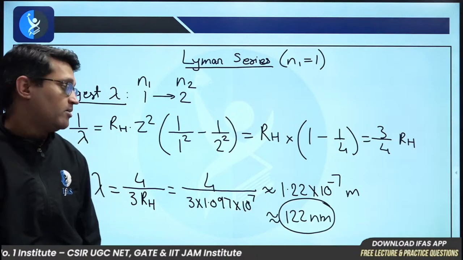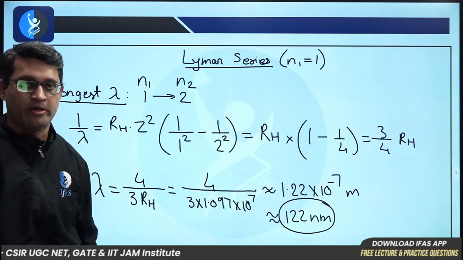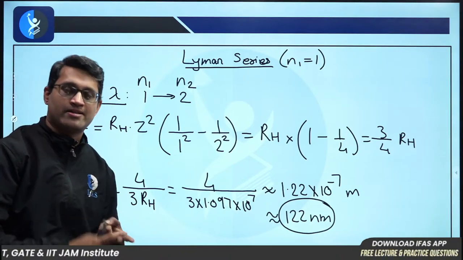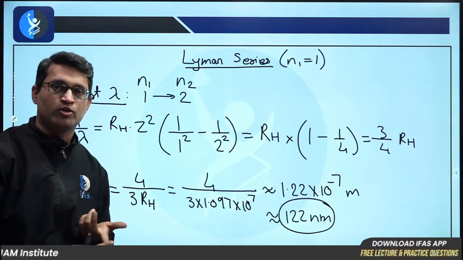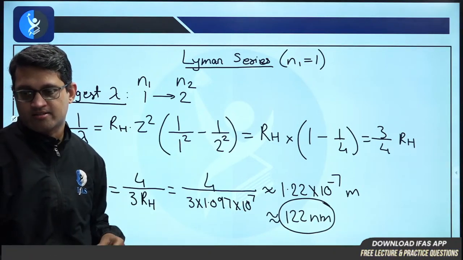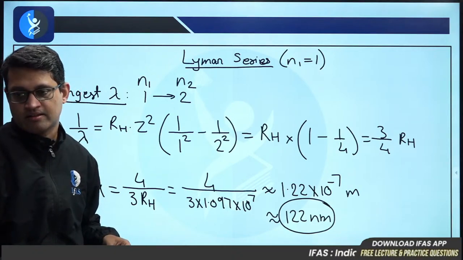Now, can someone tell me which range of the electromagnetic spectrum is 122 nanometers? Is this gamma rays, X-rays, UV rays, visible, IR, microwave, or radio waves? Which range is this in?